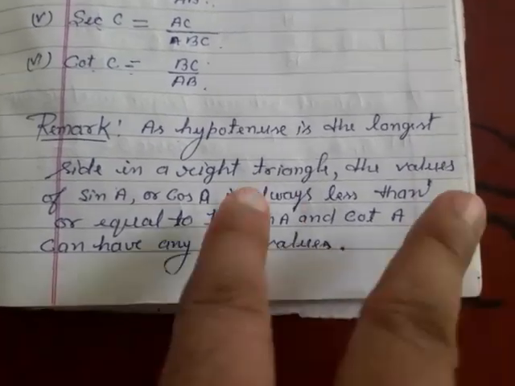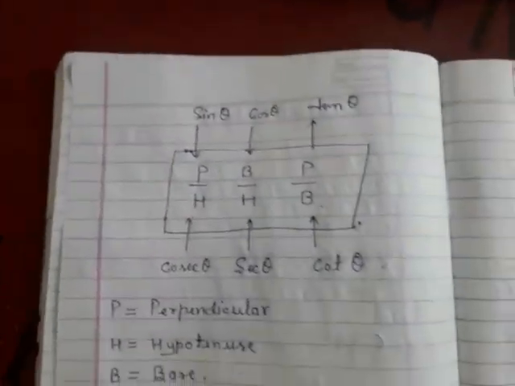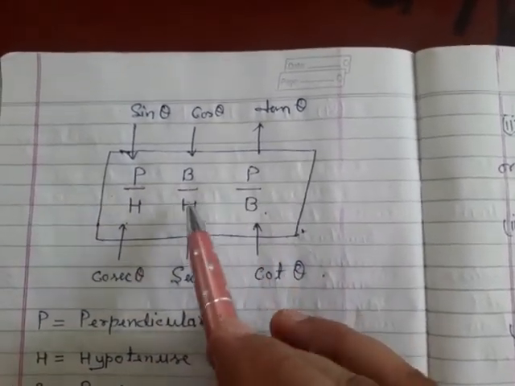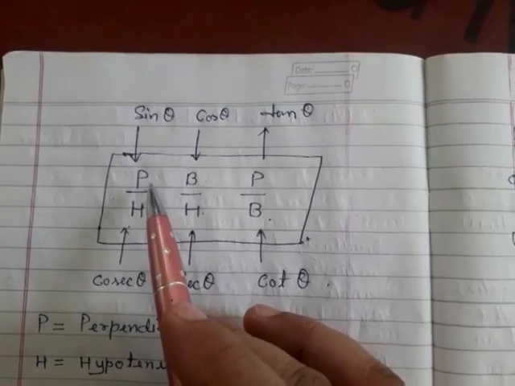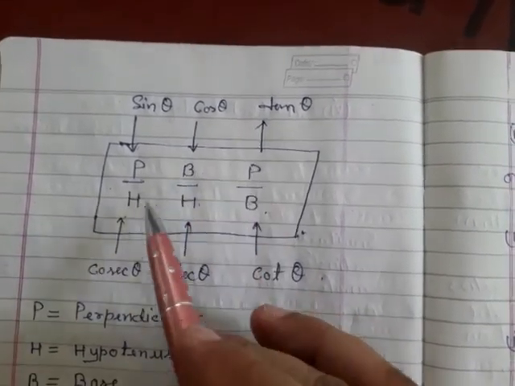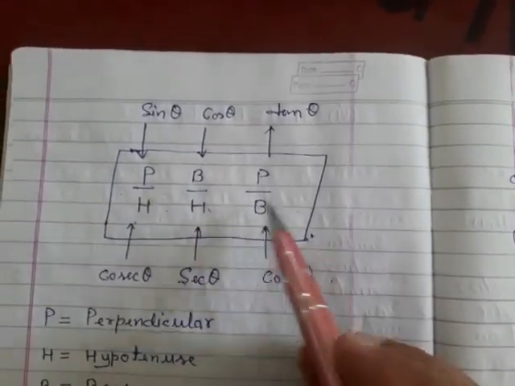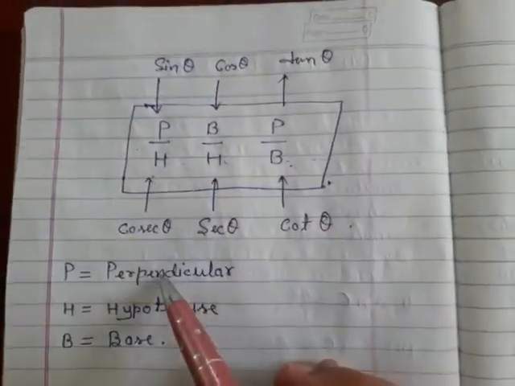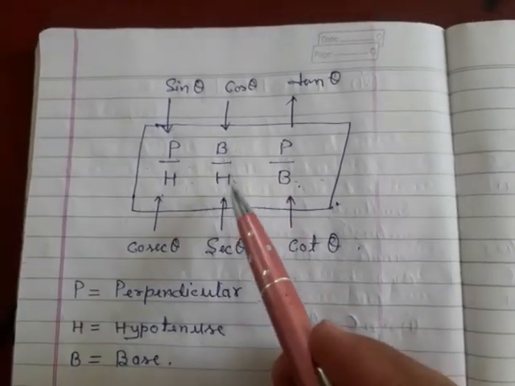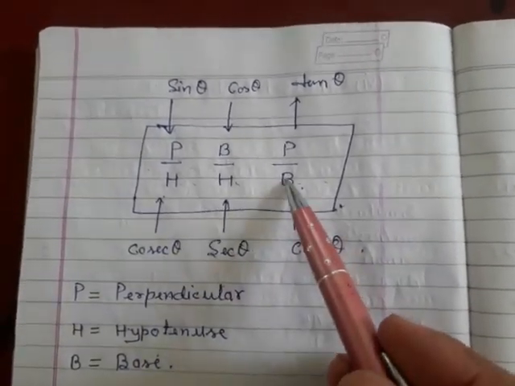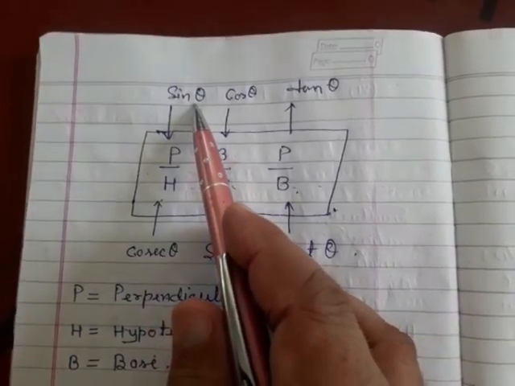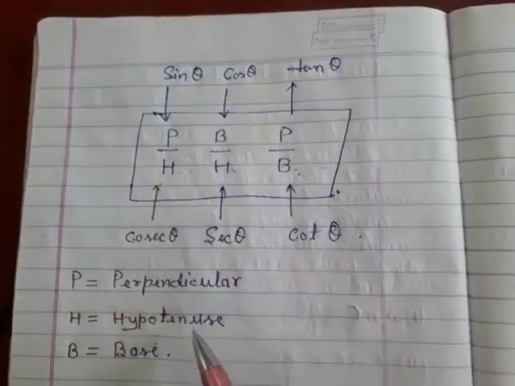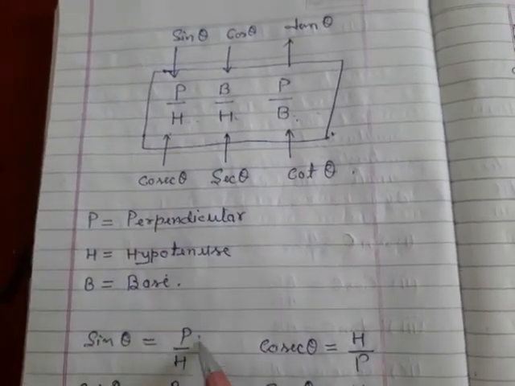Clear? Now we discuss a shortcut method: PBPHHB. Through this we can remember it. P means perpendicular, H means hypotenuse, and B is base. Now take sin theta. Sin theta is equal to perpendicular upon hypotenuse.